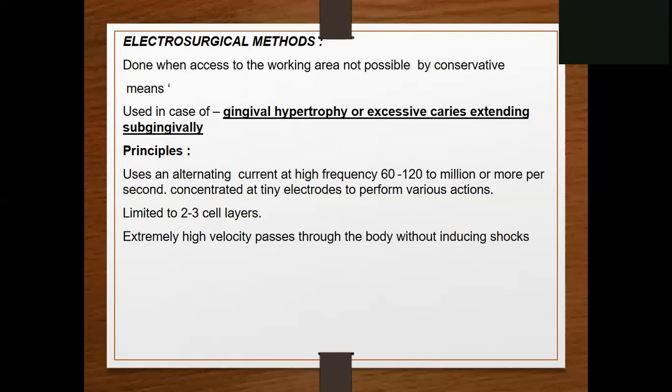The principle behind the electrosurgical method is using an alternating current at a high frequency, 60 to 120 million cycles or more per second. It's concentrated at tiny electrodes to perform various actions. The action is limited to 2 to 3 cell layers, but they are extremely high velocity, passing through the body without inducing any shock.